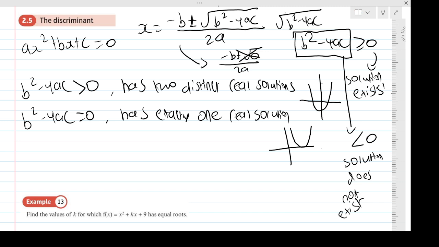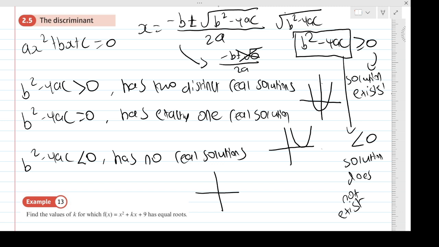So exactly one solution, and then lastly, b squared minus 4ac less than 0 has no real solutions. So that means there's literally no solutions that exist. The graph is going to be above the x-axis, or it could be below if it's a frowny shape. But it has no real solutions in that instance.